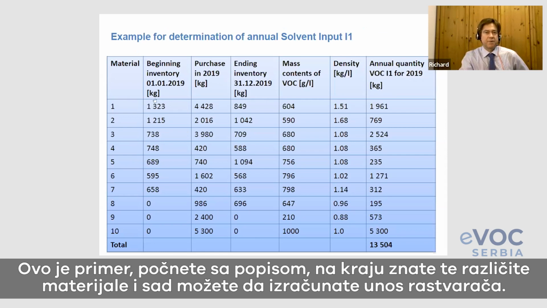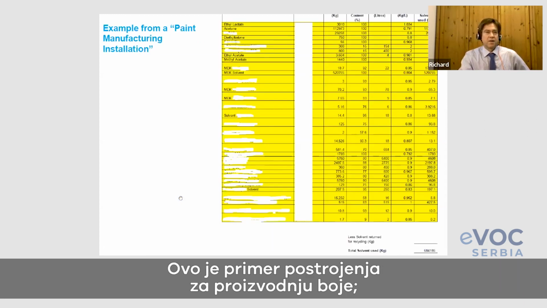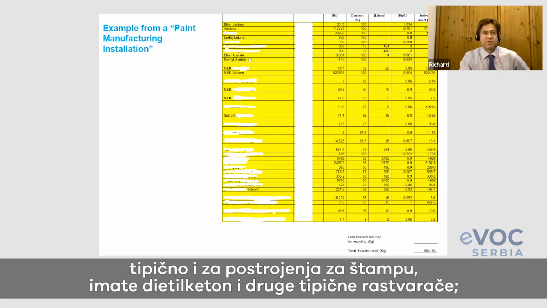So here's an example. You start with your inventory, and you know at the end the different materials, and then you can calculate the solvent input. Here's an example from a paint manufacturing installation. You see, typical for some printing installation, you have diethylketon and other typical solvents.